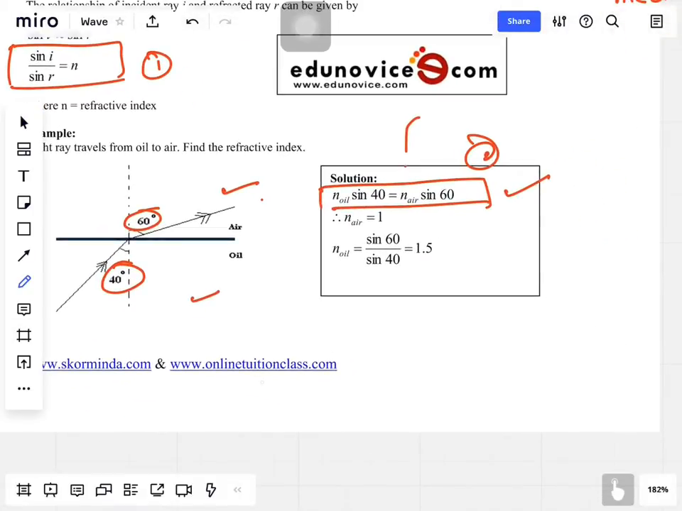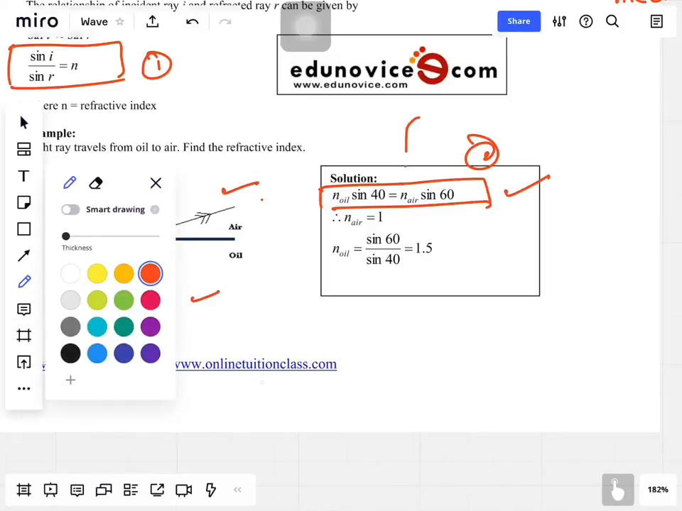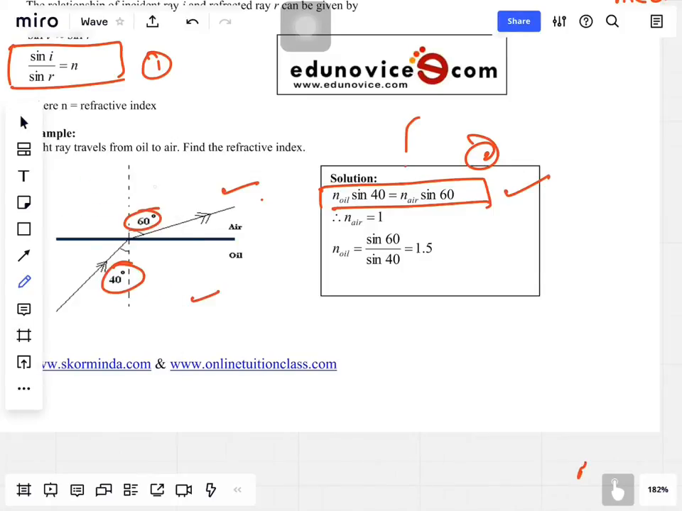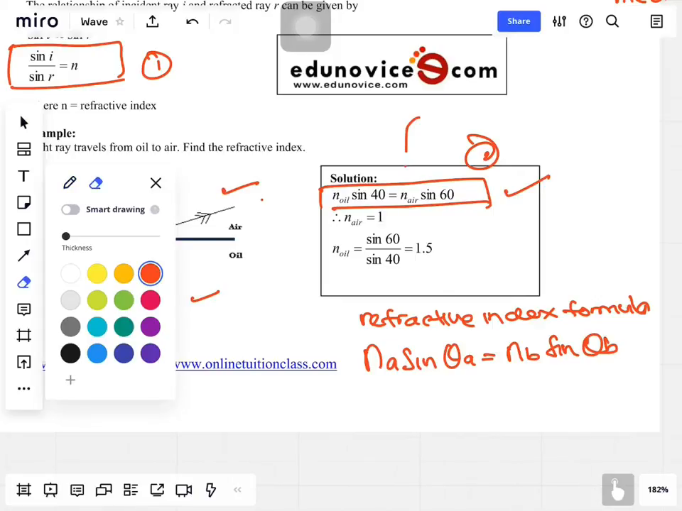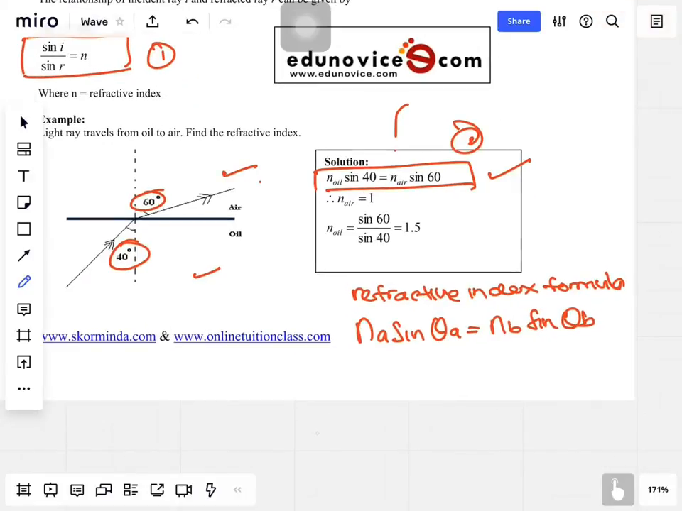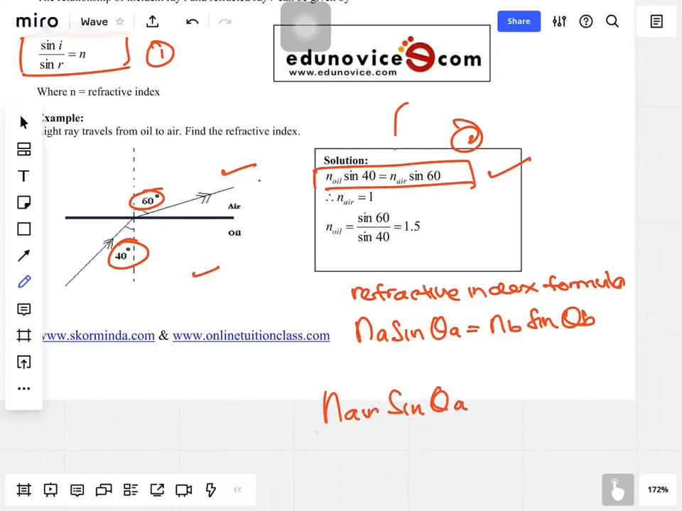So based on this formula, we can come up with our own simple formula. Let's do it ourselves. The top is air, the bottom is oil, right? So we can put n air sine theta air equals n oil sine theta oil.